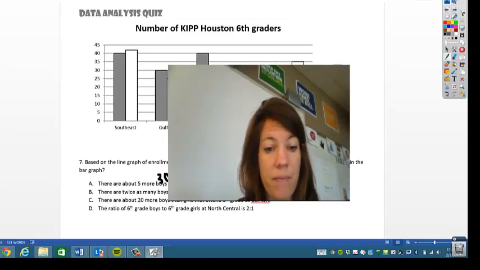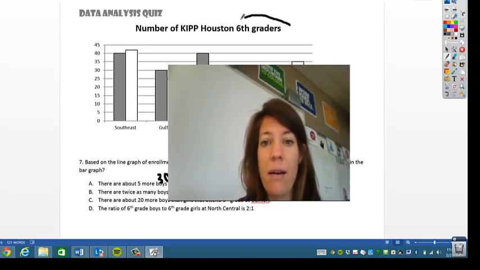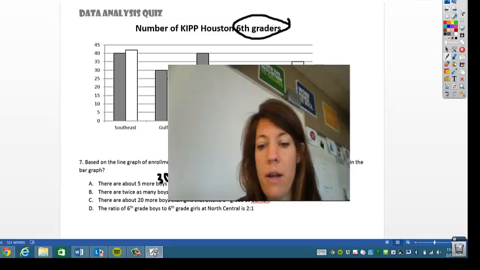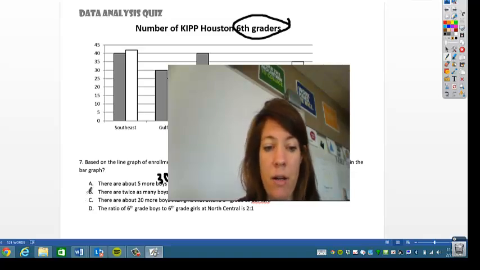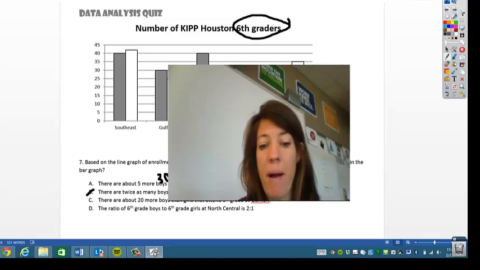There are about 5 more boys than girls enrolled. That looks really good. There are twice as many boys as girls who attend East End. So if I looked at East End, my girls are 15, my boys are 30. The problem is this. Who attend East End? I don't know that. I only know about the 6th grade. So this is too broad because my chart is only talking about the 6th grade. Okay, so I can't talk about the whole school because I only know 6th grade.